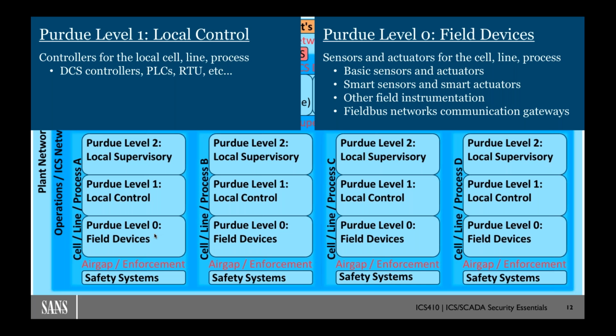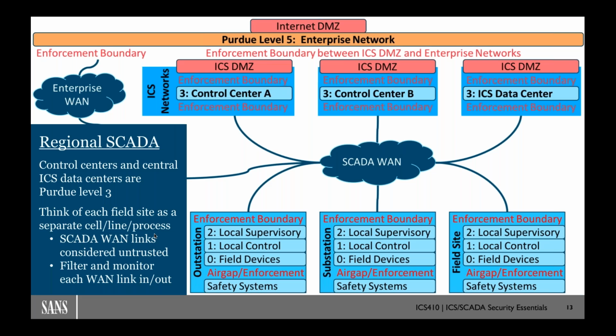So in that case, we'd want some type of enforcement to make sure we are limiting what goes back and forth, and definitely monitoring what's going back and forth on those systems. Okay, so that kind of gave you a deep dive into the plant.